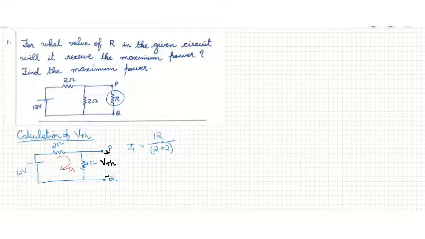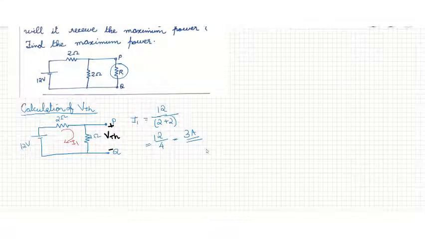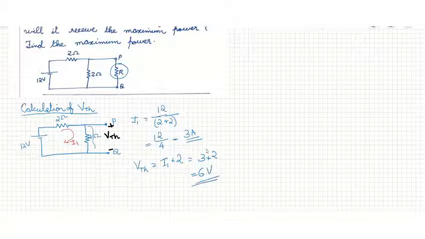12 by 2 plus 2. So I1 is 3 amperes. And from this circuit we can write Thevenin voltage VTH is equal to voltage across this resistor. That is I1 into 2, that is 3 into 2, 6 volt. So we got VTH is equal to 6 volt.